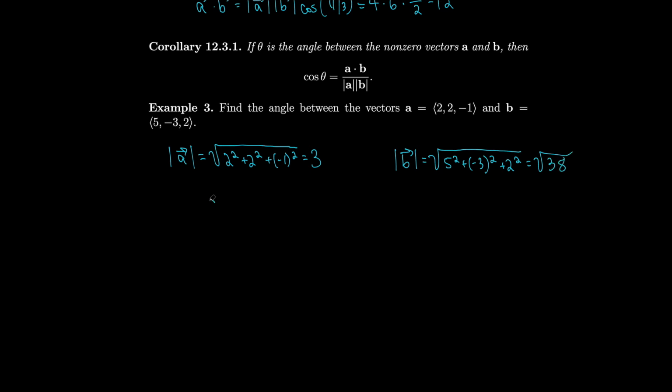So now we'll take the dot product. We get 2 times 5 plus 2 times minus 3 plus minus 1 times 2, and that's equal to 2. So we'll use our formula from our corollary that the cosine of theta is equal to the dot product divided by the lengths.